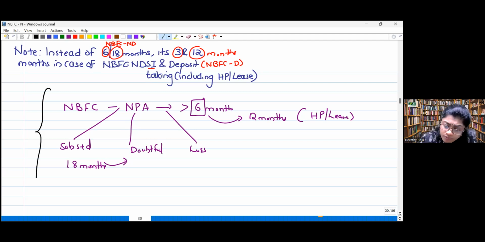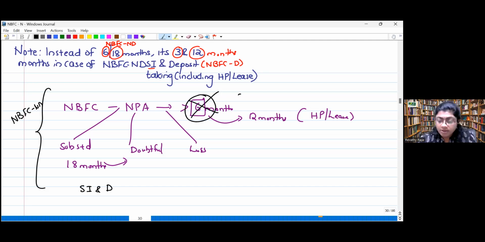This is for which type of NBFC? NBFC-ND, the usual one. Now, if it is big, what is it? NBFC-ND-SI and D. This 6 is replaced by 3. This 18 is replaced by 12. Even this 12 is replaced by 3.